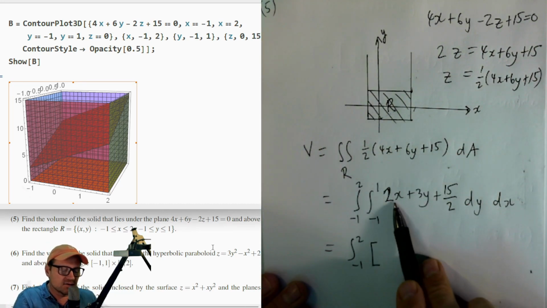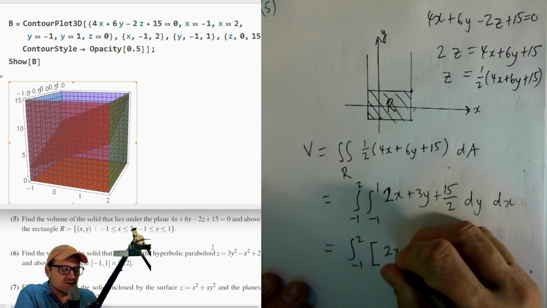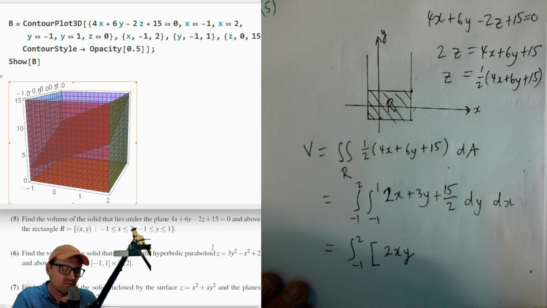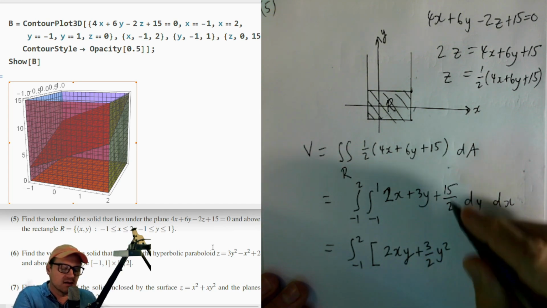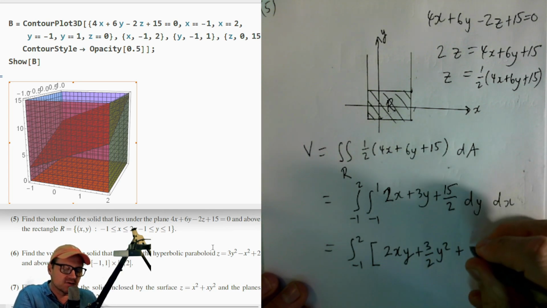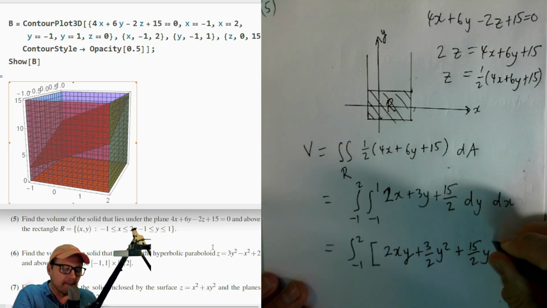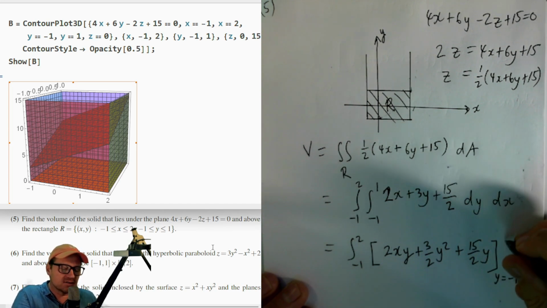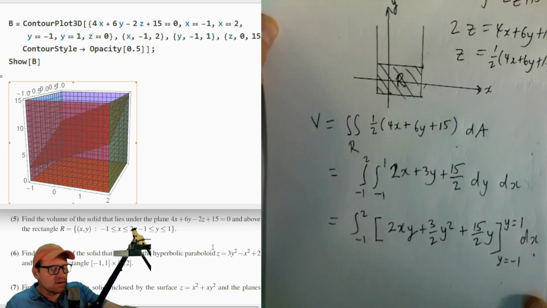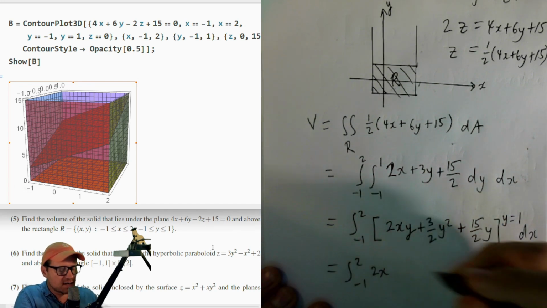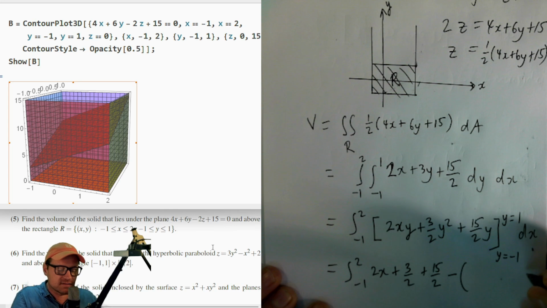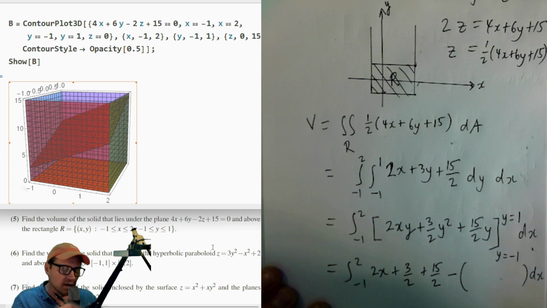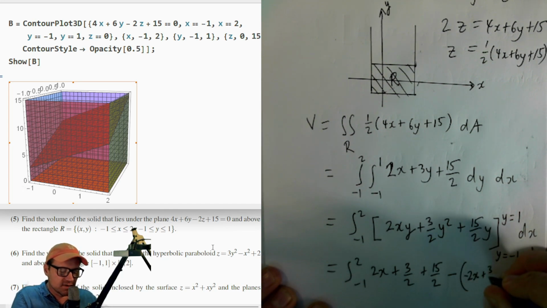So integrating 2x with respect to y gives 2xy. Integrating 3y with respect to y gives 3 over 2 y squared, and then integrating 15 over 2 with respect to y gives 15 over 2 y. This is from y equals -1 to y equals 1. Okay, subbing in 1, 2x plus 3 over 2 plus 15 over 2, and then minus. Now we'll sub in -1, so minus 2x plus 3 over 2 minus 15 over 2.